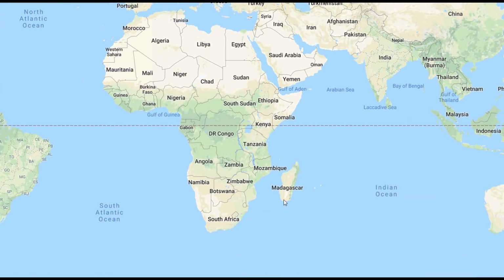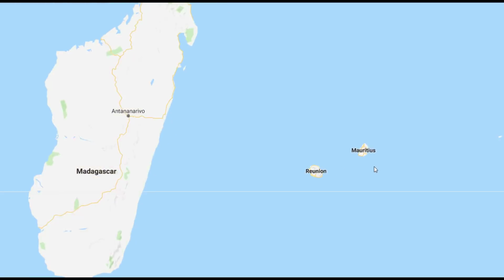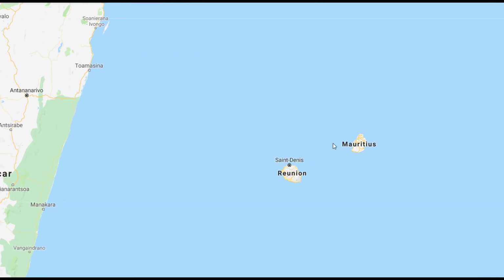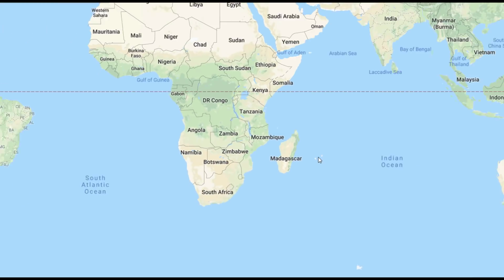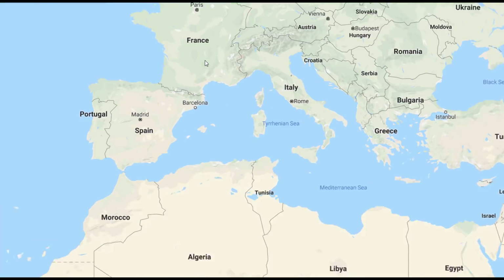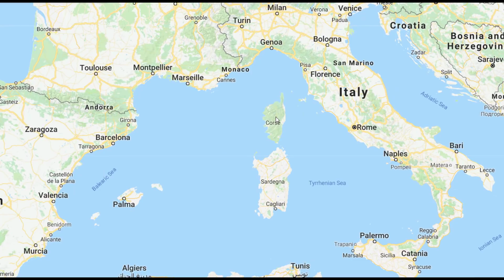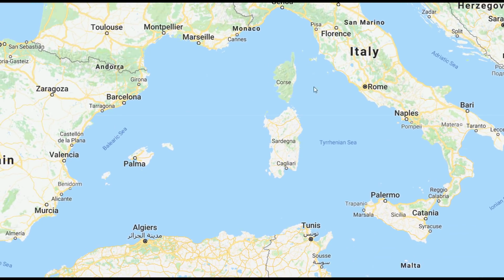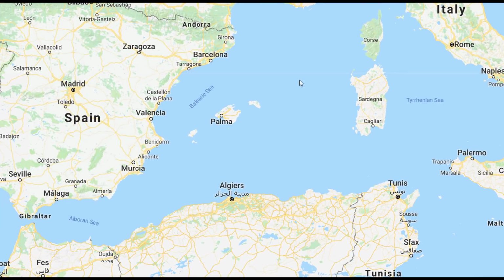So you can see near Madagascar, you will see Mauritius, right? This is Mauritius, and near Mauritius, you will see the Reunion Island that is part of France. So France really does have a lot of territory around the world. So anyway, for the time being, we need to understand this island belongs to France, and this island belongs to Italy, and this island chain belongs to Spain.